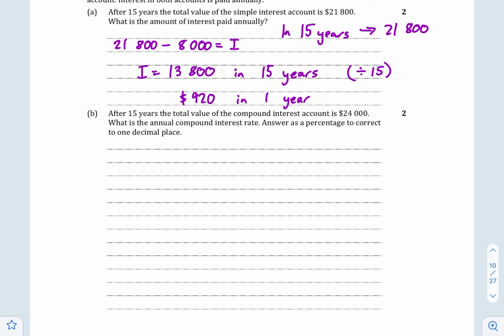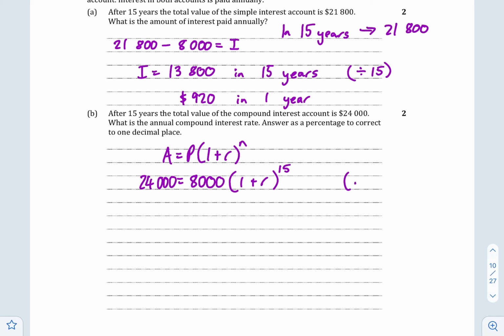After 15 years, the total value of the compound interest account is $24,000. What is the annual compound interest rate? Answer as a percentage correct to 1 decimal place. So, what we need to do here, first of all, I'm going to write out the formula for compound interest. Now, after 15 years, it started off with $8,000. After 15 years, the final amount is $24,000. Now, we want to get R by itself.